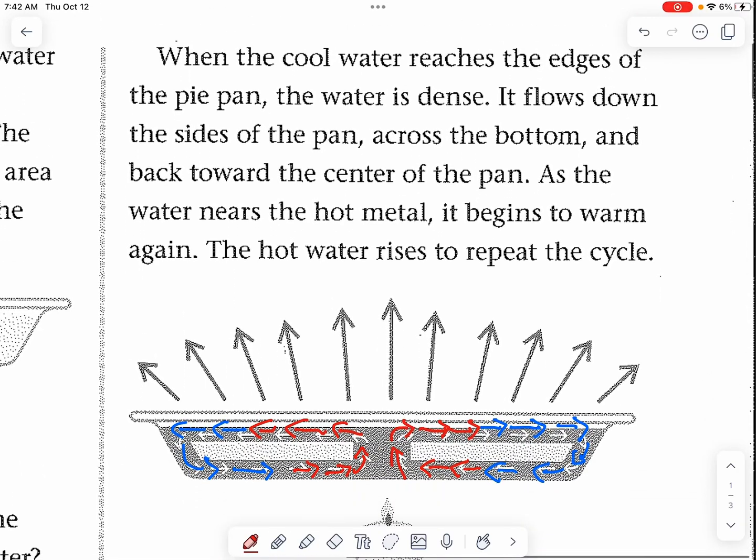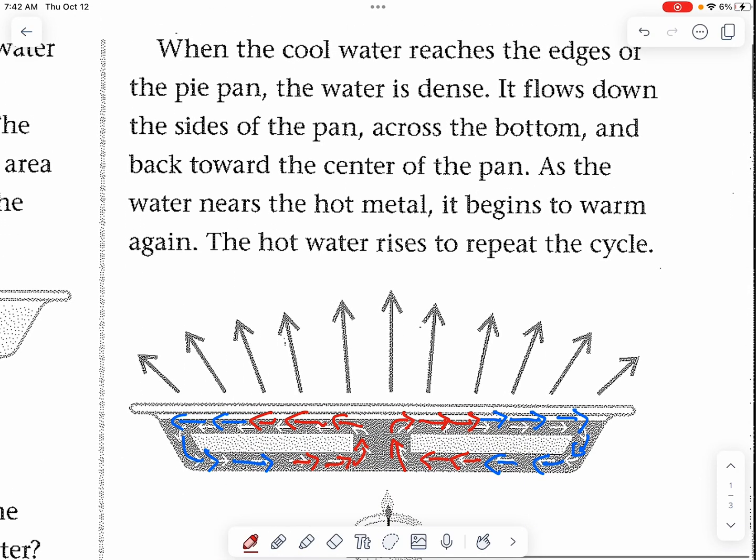When the cool water reaches the edges of the pie pan, the water is dense. It flows down the sides of the pan, across the bottom, and back towards the center of the pan. As the water nears the hot metal, it begins to warm again. The hot water rises to repeat the cycle.